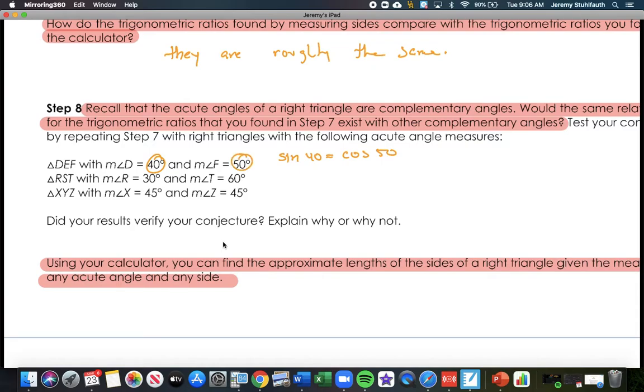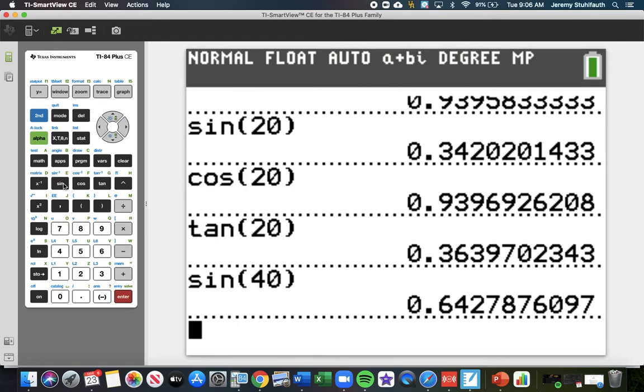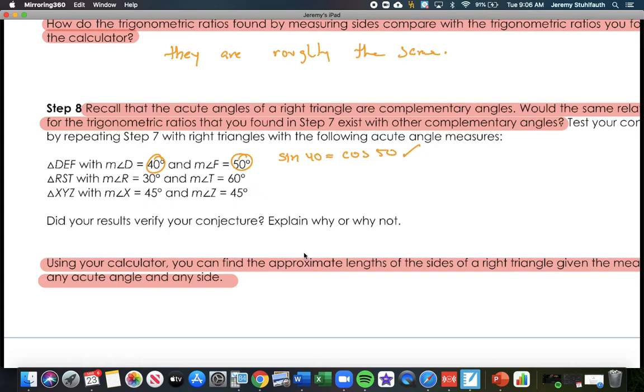And so based on what we saw earlier, the sine of one should be equal to the cosine of the other. So if we take a look at our calculator, we have sine 40, and then if we do cosine 50, you'll see that they are the same number. So that does work. And then if you check sine 30, would that be equal to cosine 60? It would be. And the same thing goes, if you check cosine 40, that would be equal to sine 50.